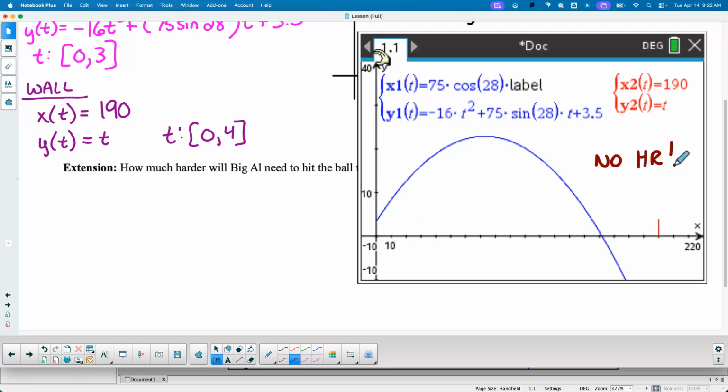What did we find for the smallest value of exit velocity that would then make a home run? Because the red thing's the wall. 86. Yep, 86 is the smallest, or how hard he would need to hit it under those conditions to actually hit a home run.